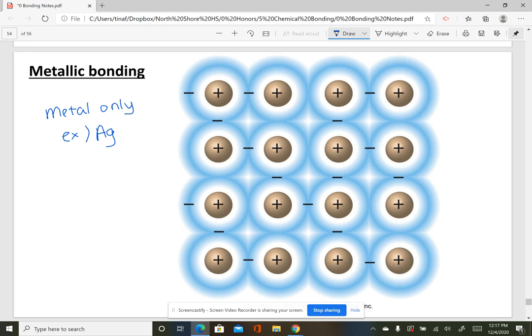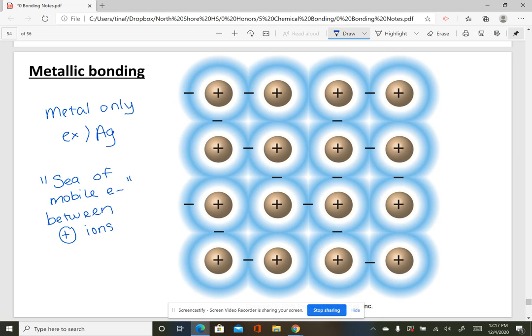But all those negative signs in this diagram, those are electrons, and I want you to imagine them constantly moving around. It's called a sea of mobile electrons, metallic bonding, and they're moving around between positive ions, because when atoms lose electrons, they become positive.